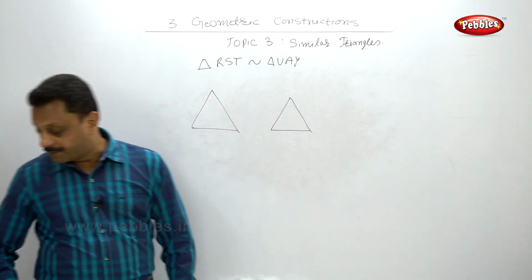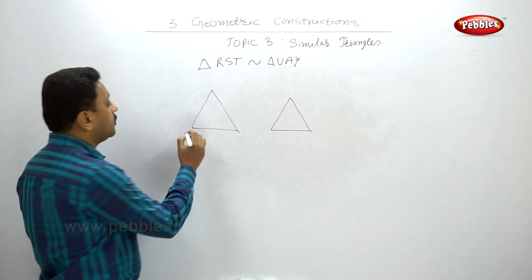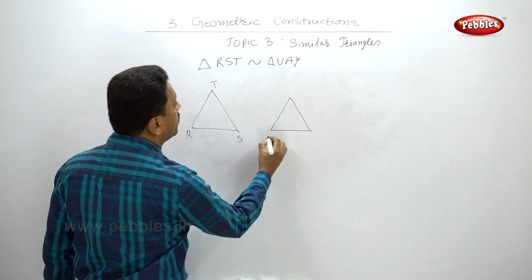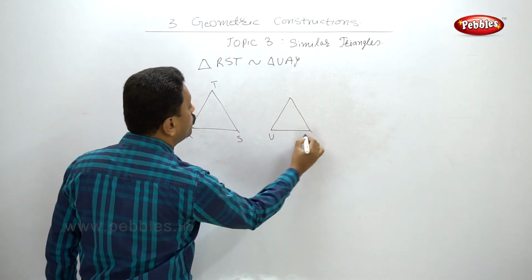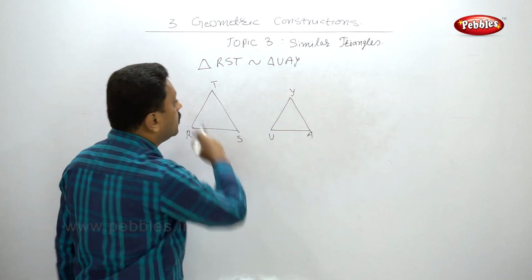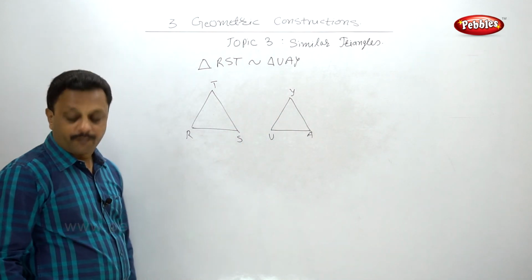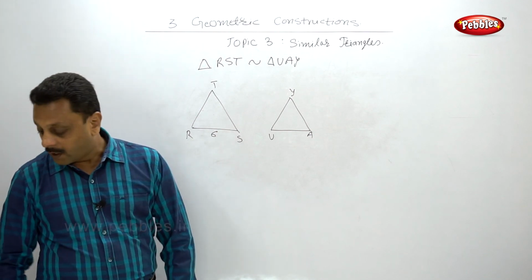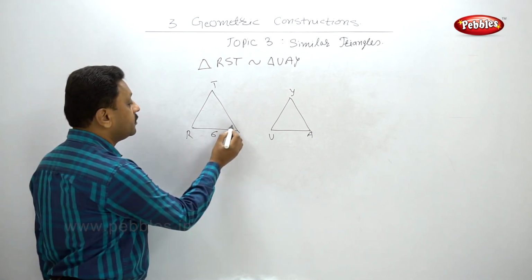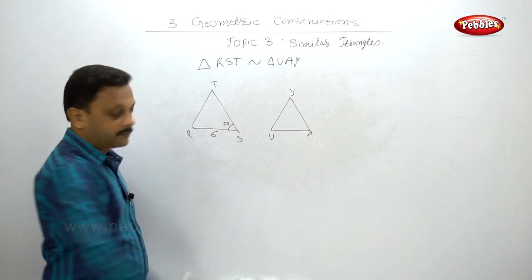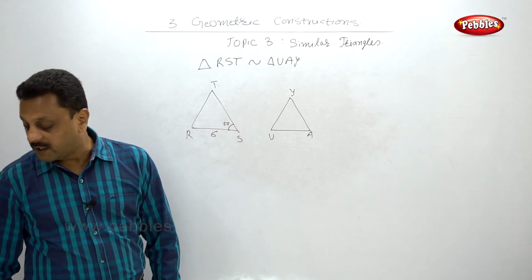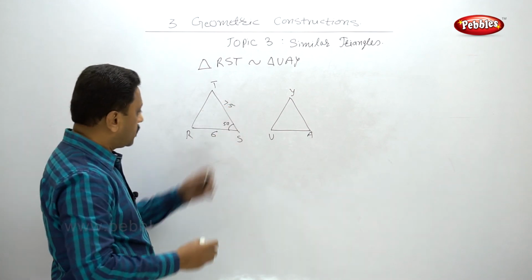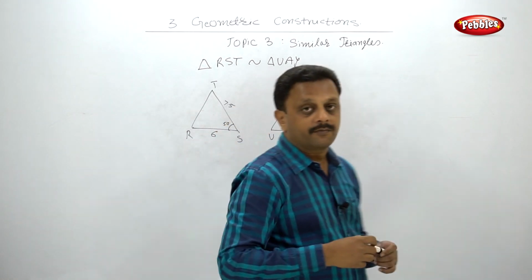Here they have given RST, and since RST is there, we will write UAY, the corresponding vertices. They have given RS is 6 centimeters, then angle S is 50 degrees, and ST is 7.5. Now constructing this triangle is very easy.